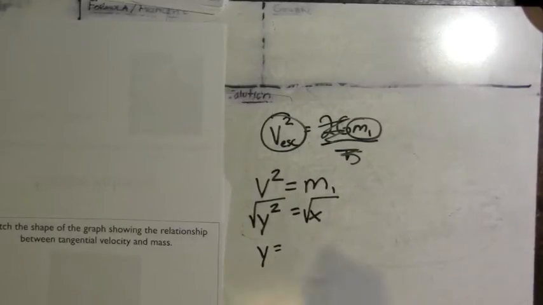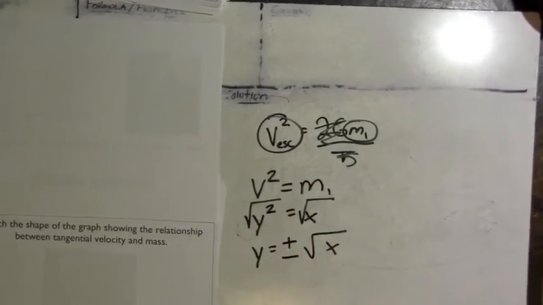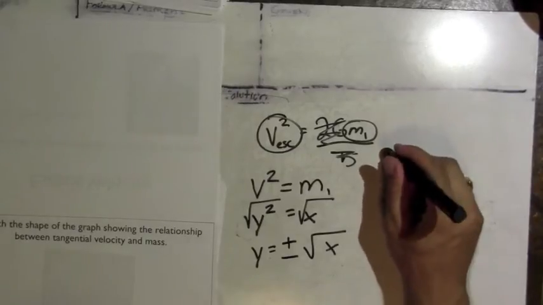But here's the key thing. Whenever you take the square root of x, it's actually plus or minus the square root of x. Okay, so what we get is something along the lines of this.